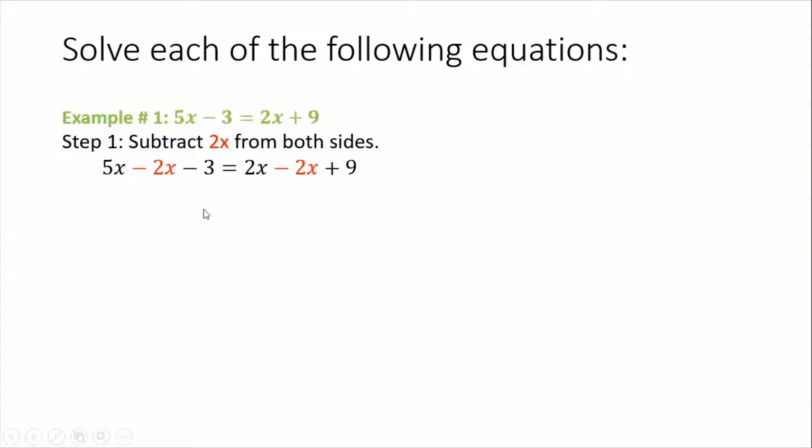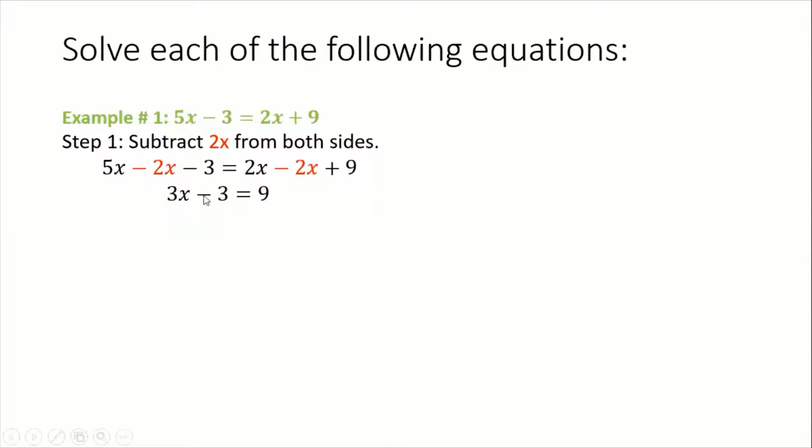At this stage, what are you going to do? You're going to simplify. So when you simplify, note that 5x minus 2x is just 3x. You put back your minus 3, and over here, 2x minus 2x is 0, and 0 plus 9 is just 9. Are you finished here? No. We now need to group the constant on one side.